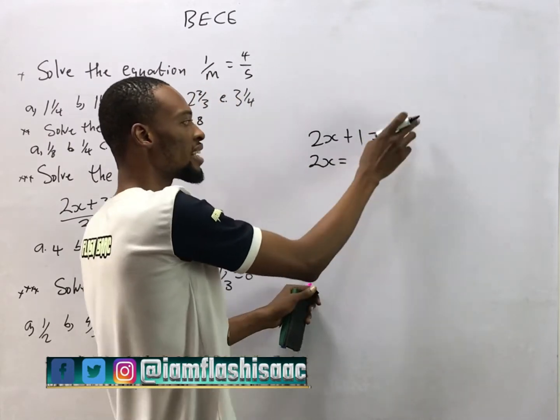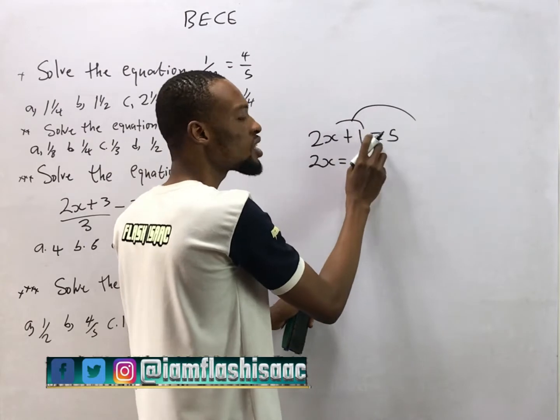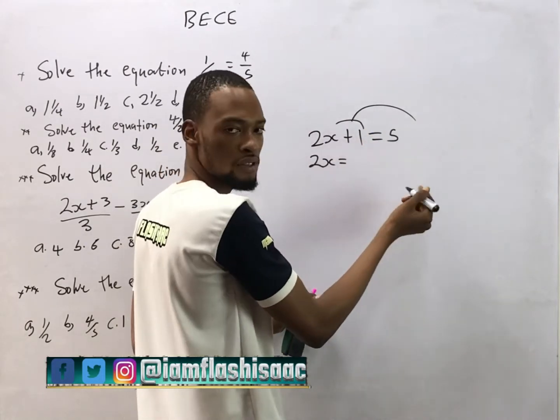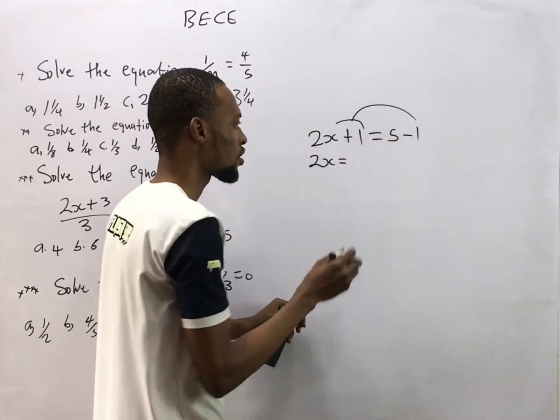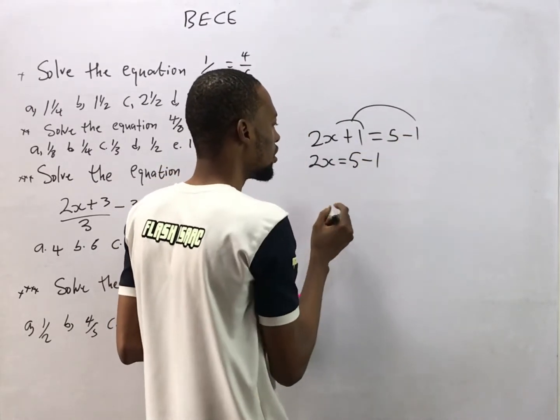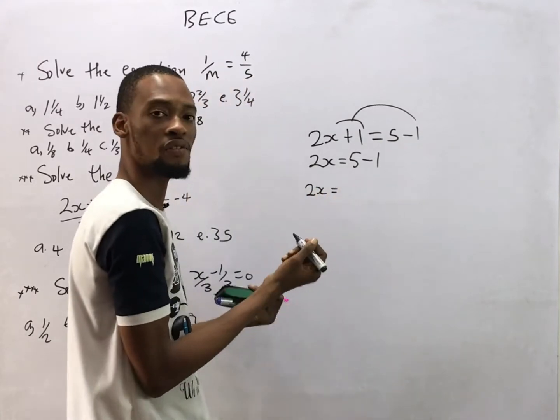We'll take it to the other side to meet 5. And here it is positive plus 1. Immediately it crosses this equality sign, it becomes negative. So when it's here, it's no longer plus 1, it's now minus 1. So to have 5 minus 1, this will give you 2s is equals 5 minus 1 is 4.